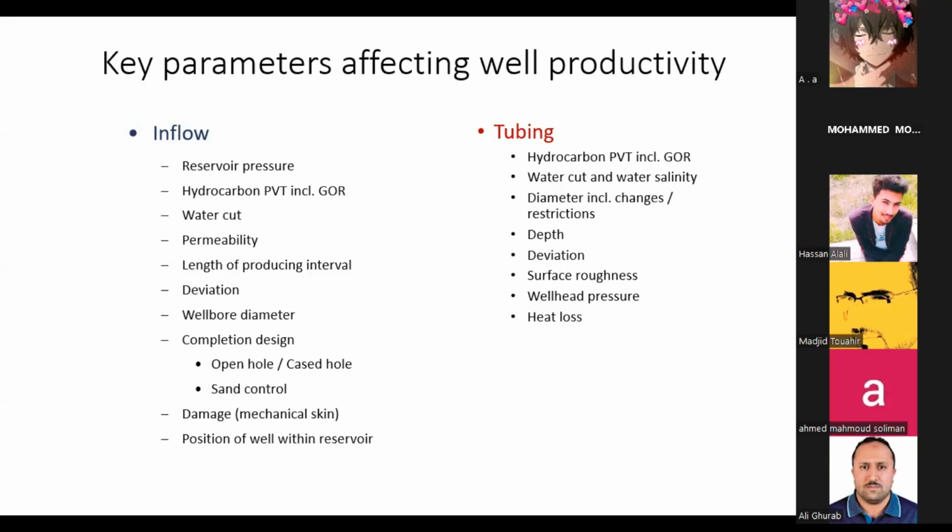Wellhead pressure: if we adjust the wellhead pressure, if we reduce the choke, we will get a high wellhead pressure, and that affects the tubing performance. And the last one is the heat loss.